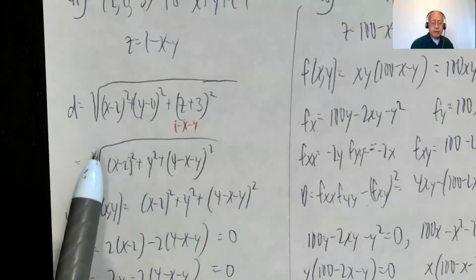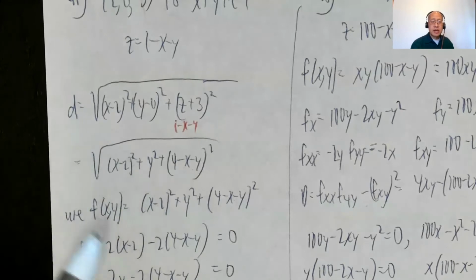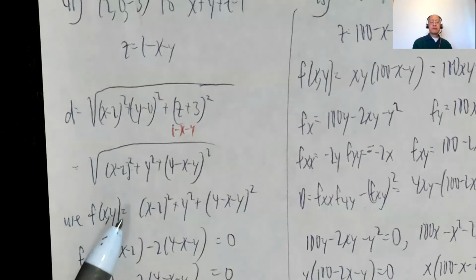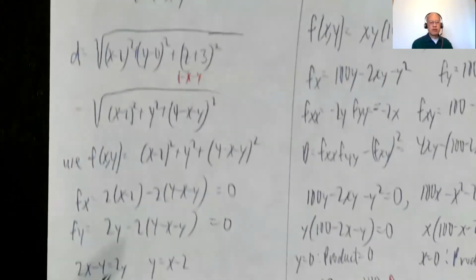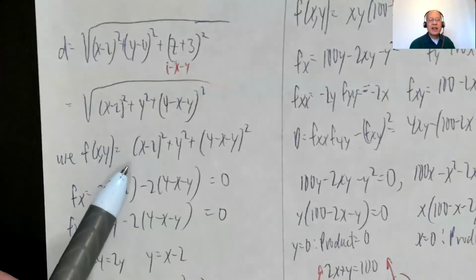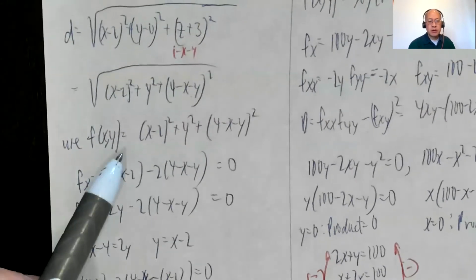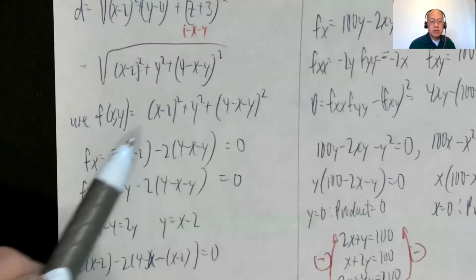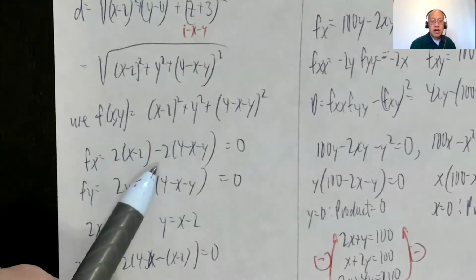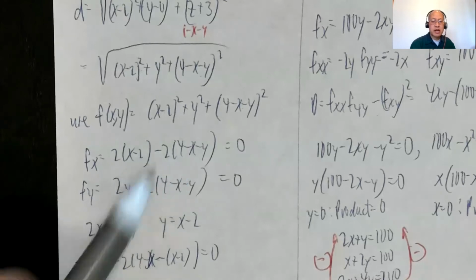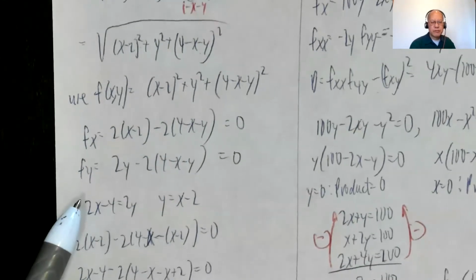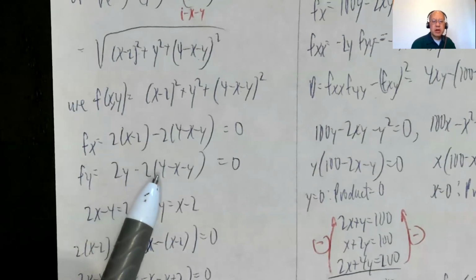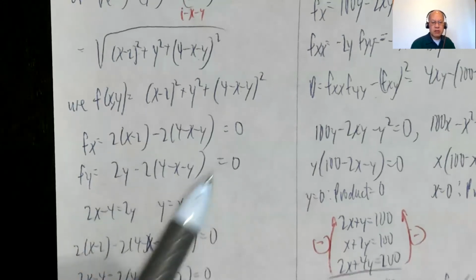Okay, the same x and y which minimizes the distance is the same x and y which minimizes the square of the distance, which means get rid of the square root. Then I just work on this. And we know that we're going to be minimizing, so that shouldn't be that big a deal. All right, fx is 2 times x minus 2 plus 2 times 4 minus x minus y times negative 1, set that equal to 0. Fy is 2y minus 2 times 4 minus x minus y, set that equal to 0.